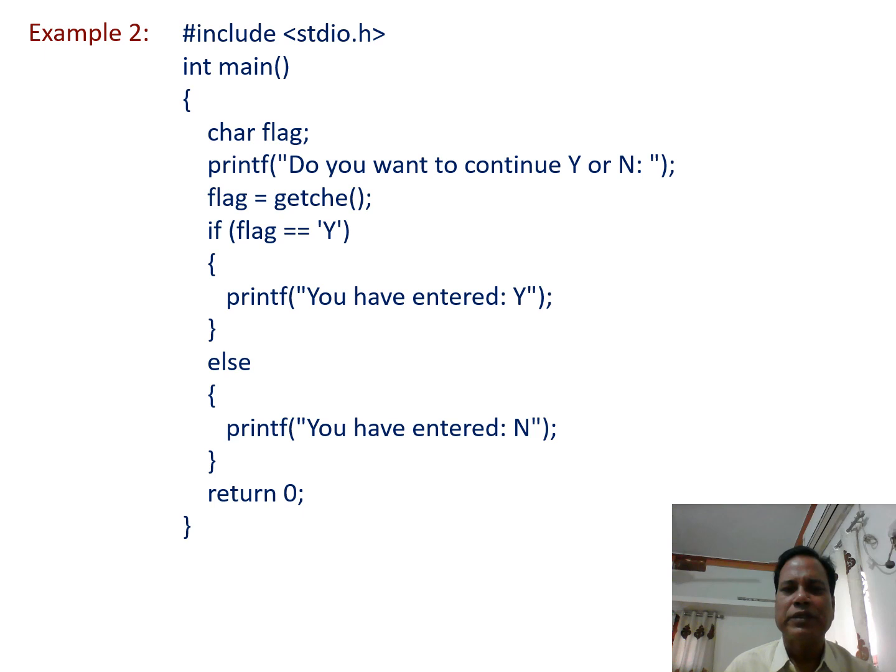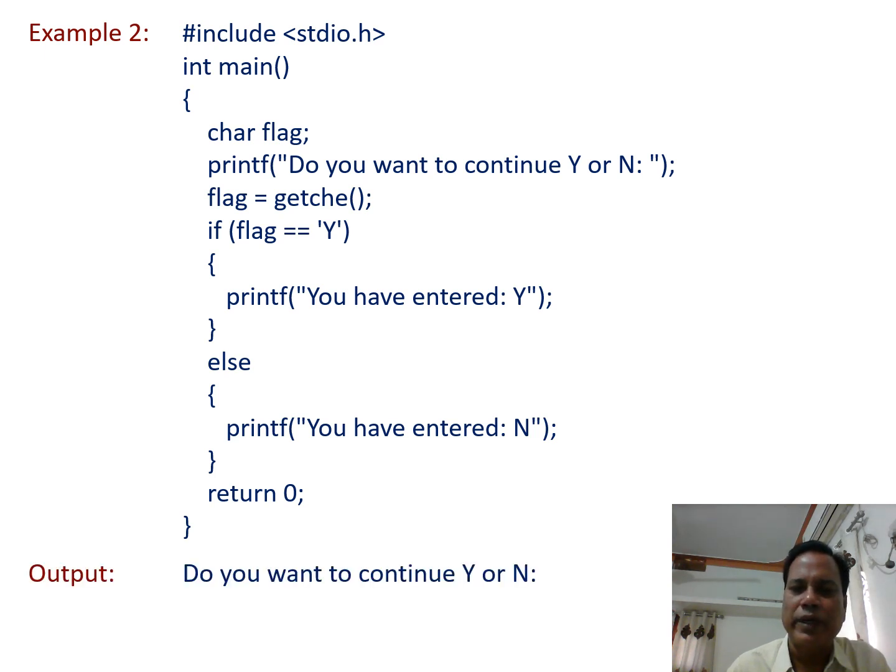So using this control statement, if flag equal to y, that is, if the entered character is y, "You have entered y" is printed, otherwise "You have entered n" gets printed. So when we run the program, we get the output like this one. Do you want to continue y or n? So when we press y, the first message, you have entered y, gets printed.